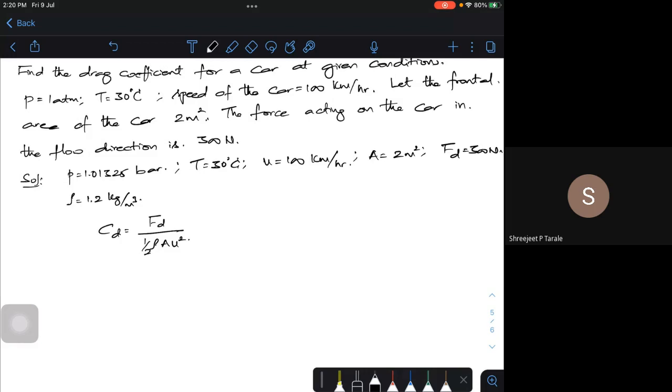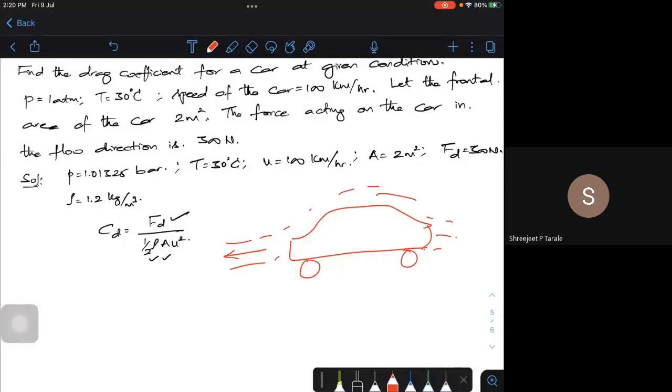So now all the values are given. Drag force is given, rho you have made an assumption. This area is given. This problem statement is something like this: I do have a car. The car is moving in this direction, and the air is flowing over it. So what amount of area of this car is coming in contact with the air? That is roughly around 2 meters square.